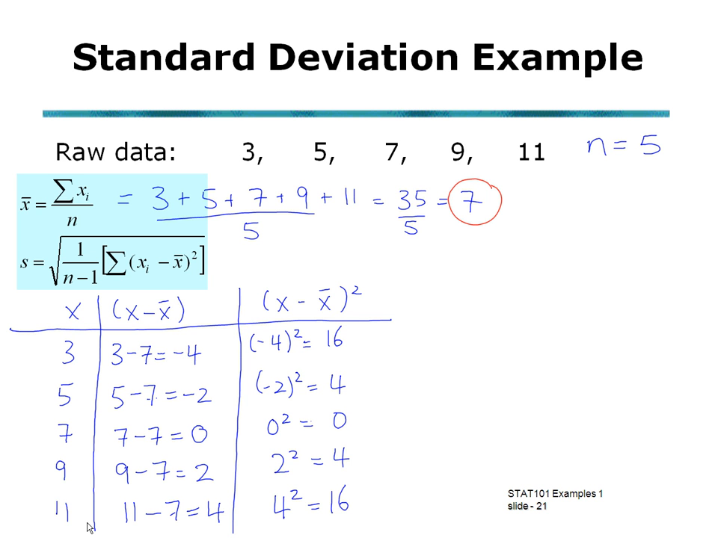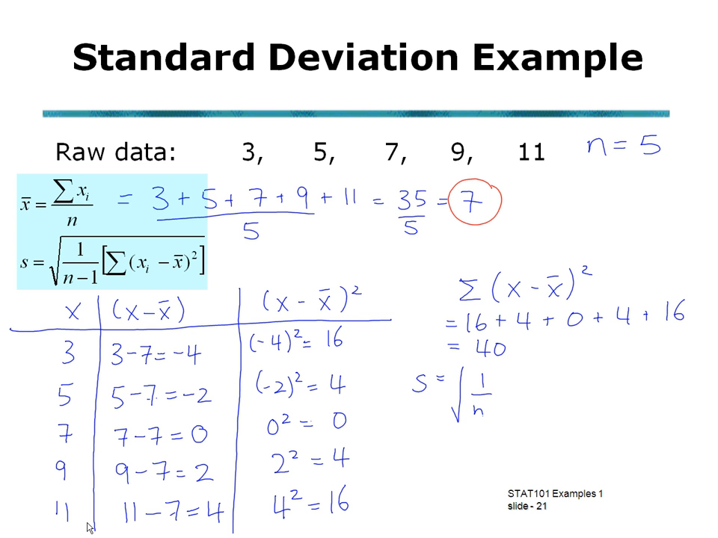The sigma in the formula tells us we need to add those up. So adding up that column, the sum of all the deviations squared, the 16 plus the 4 plus the 0 plus the 4 plus the 16, a total of 40. The sum of the squared deviations is 40.